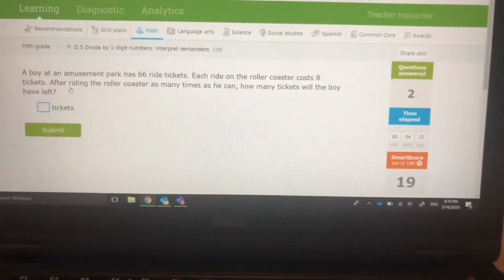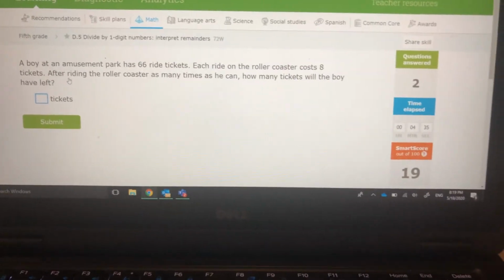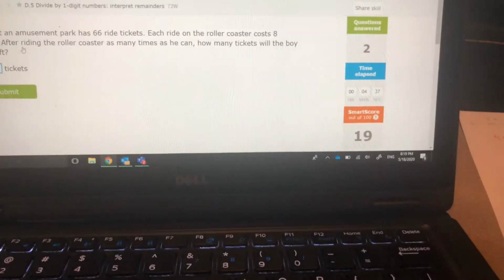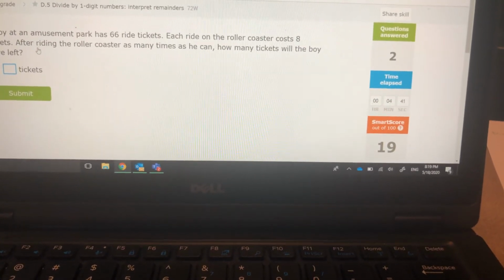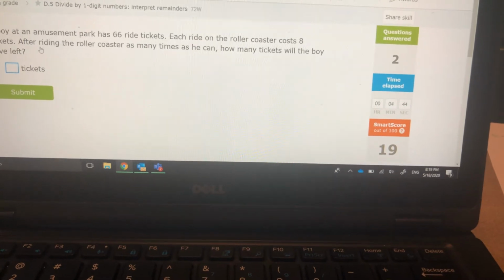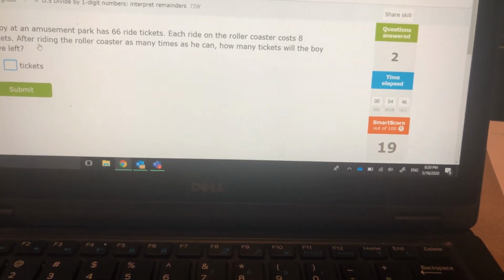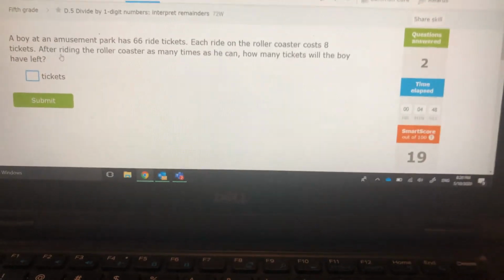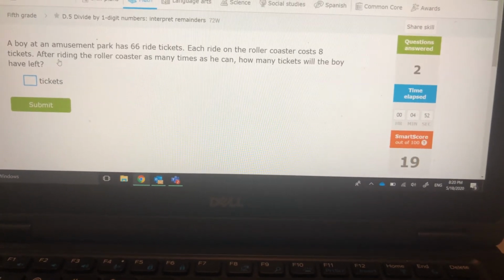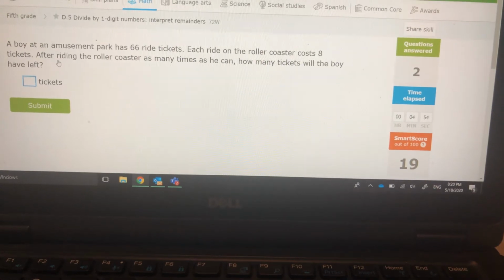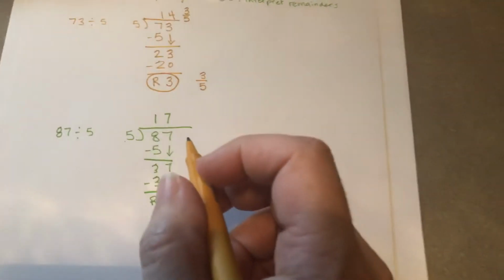Okay, let's do one more here. A boy at an amusement park has 66 ride tickets. Each ride on the roller coaster costs 8 tickets. After riding the roller coaster as many times as he can, how many tickets will the boy have left? So he has 66 tickets, and it's 8 tickets to ride. How many will he have left if he uses them all on this ride? As many as he can.